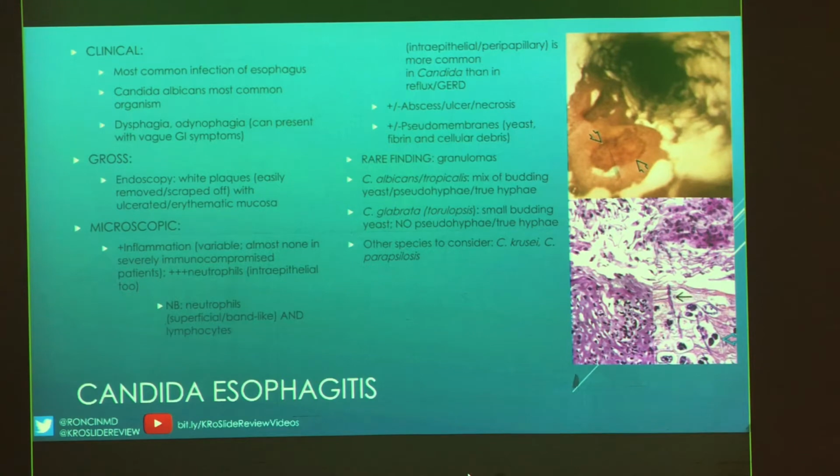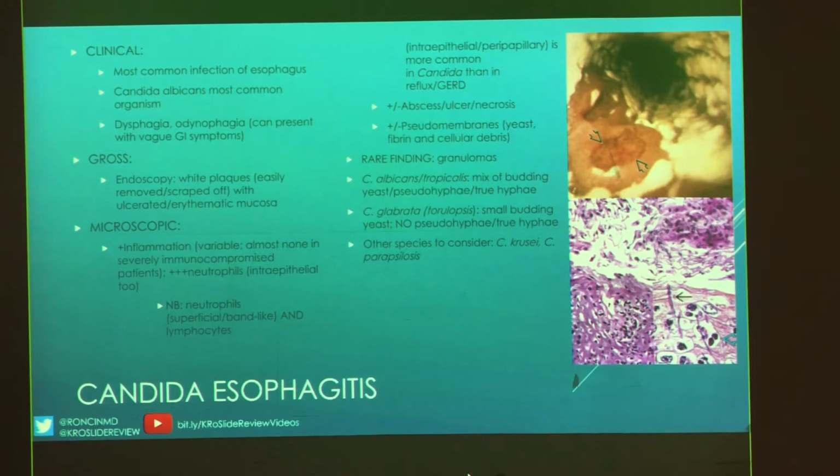So remember when we were looking at the eosinophilic esophagitis and we were seeing eosinophils, so eosinophils are more common in GERD and reflux than neutrophils. You may or may not see an abscess or ulcer or necrosis, and sometimes you can have pseudomembranes, which I think is also what we had in that previous case. Very rarely you'll find granulomas.